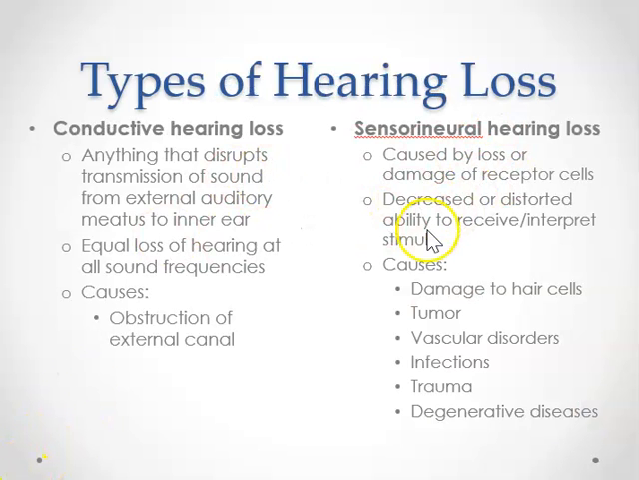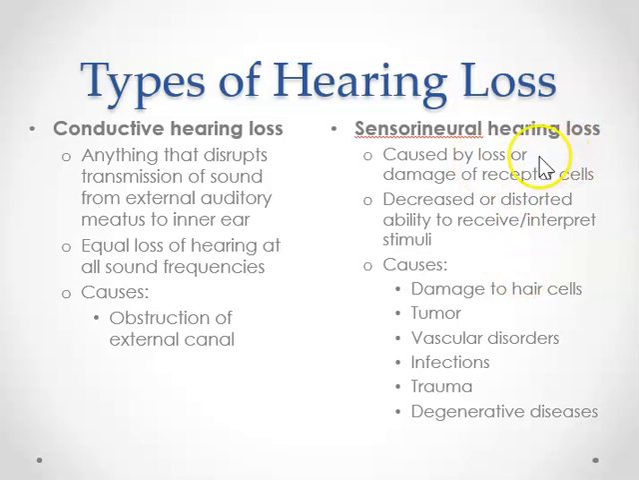So we have a couple different types of hearing loss here. So we're looking at conductive, anything that's going to be disrupting the transmission of sound from the meatus to the inner ear. There's going to be an equal loss of hearing on all frequencies. So this could be caused by obstruction of the ear canal. So I want you to think about earwax, edema, even neoplasms.